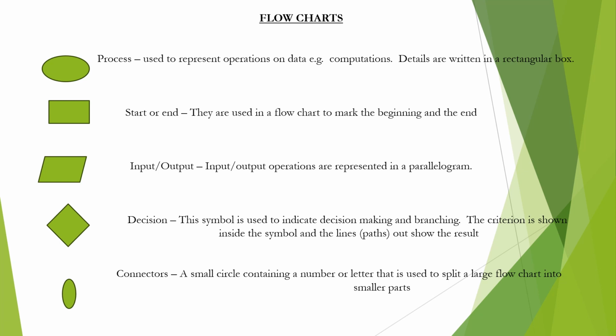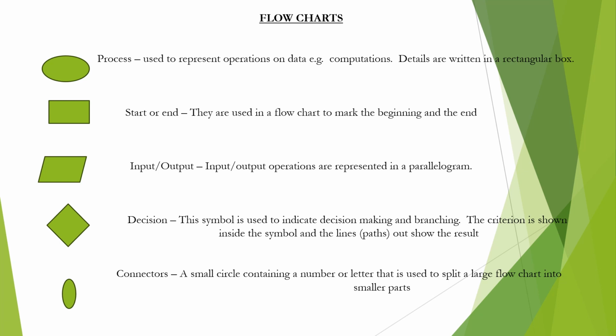The third one, we have a parallelogram, which denotes the input and output. The star, we have decision making. This is mostly used in decision making when you're using control structures. We have an inverted oval. This is used for connectors.